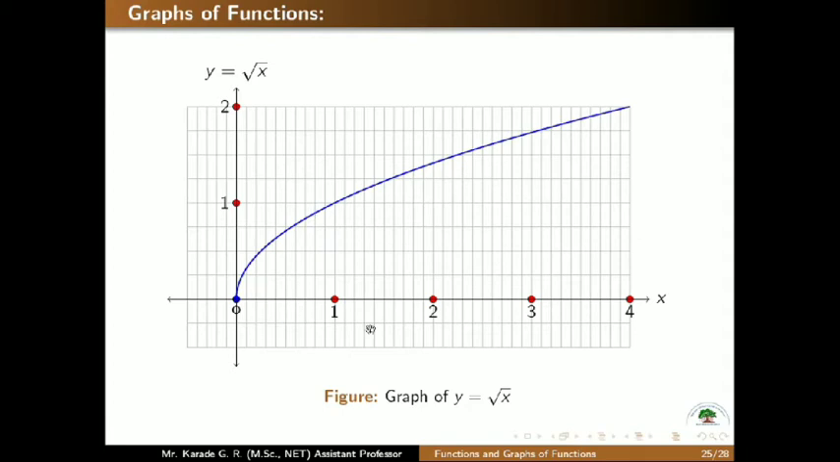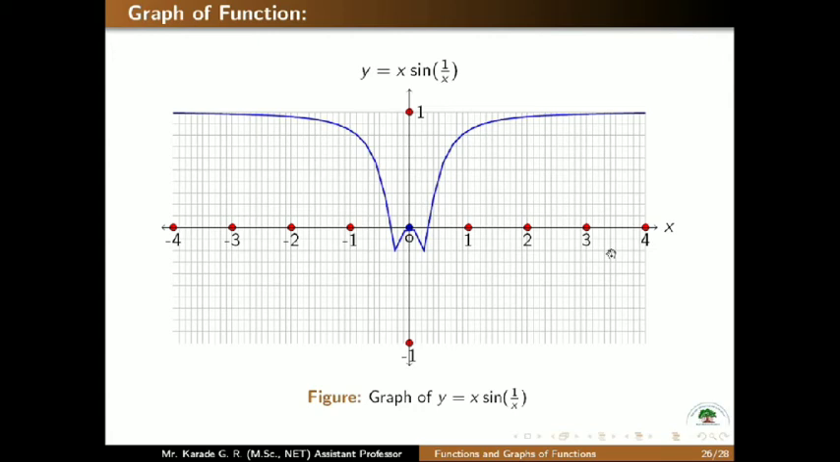As x becomes larger and larger, the values of the function become larger and larger. In other words, we say the limit of square root of x as x tends to infinity is infinity. So this is the graph of square root of x.